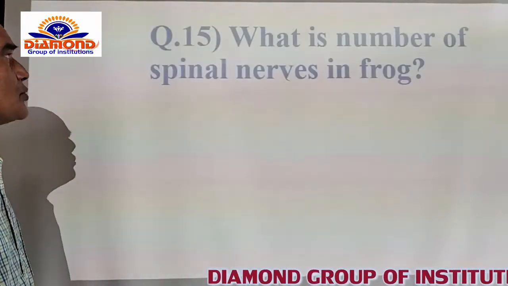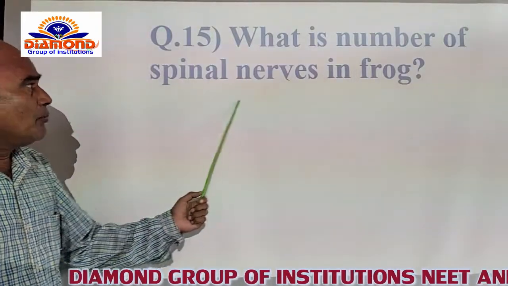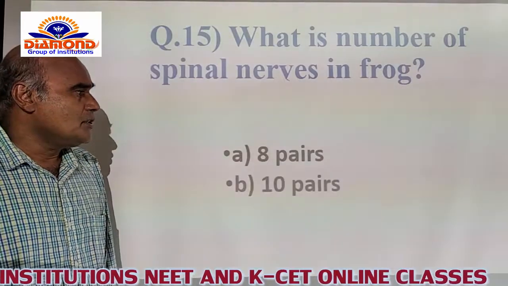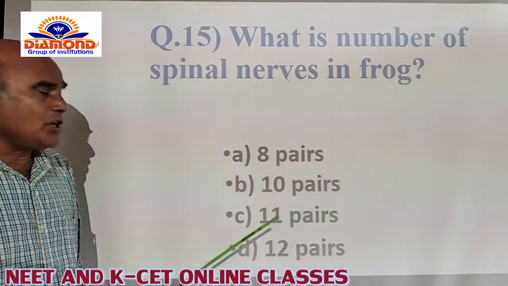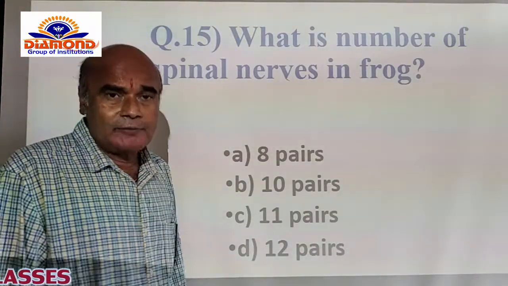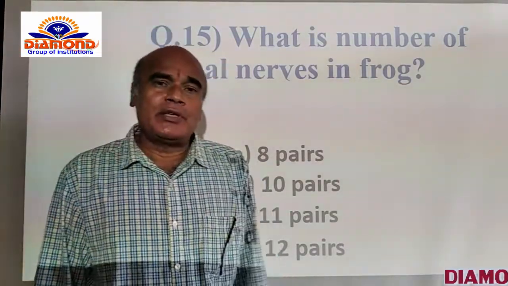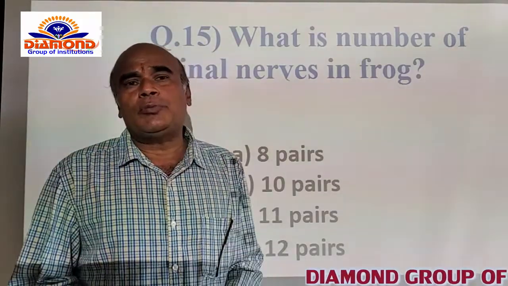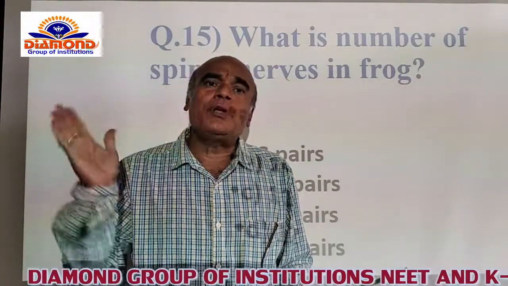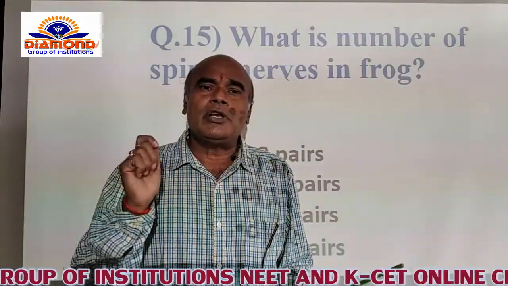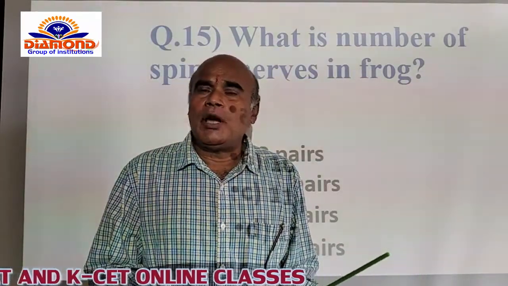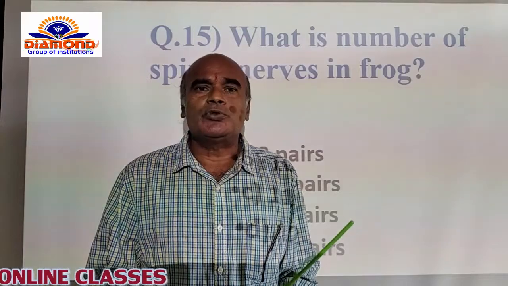Now you go for the next question. What is the number of spinal nerves in a frog? The options are given like this: A, 8 pairs; B, 10 pairs; C, 11 pairs; and D, 12 pairs. Of course, you studied that Pisces and amphibians, these two classes of vertebrates, are naturally provided with 10 pairs of nerves, whereas from reptilia onward, reptilia, aves and mammals, these 3 more groups of vertebrates are provided with 12 pairs of cranial nerves.